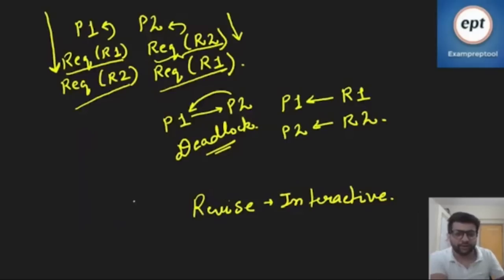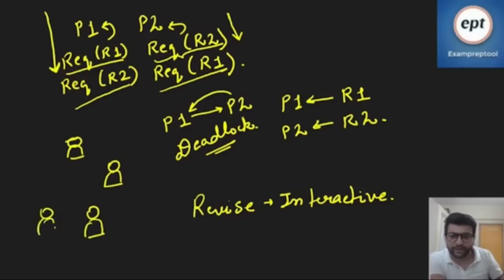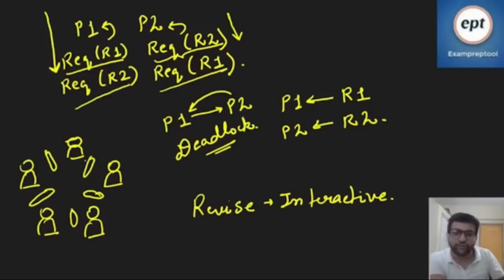What is the dining philosophers problem? In the dining philosophers problem, there are, let's say, 5 philosophers sitting at a table, and there are forks kept on the table. Now, every philosopher needs 2 forks to eat his meal, right?